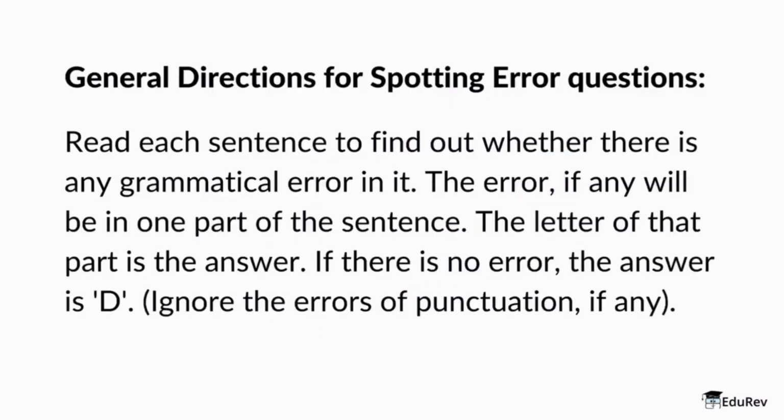Now first, let's look at the general directions for spotting error questions. Read each sentence to find out whether there is any grammatical error in it. So as we can see, we have to look for any grammatical error in the sentence. The error, if any, will be one part of the sentence, and the letter of that part is the answer. If there is no error, the answer is D. Ignore the errors of punctuations, if any. So we have to ignore the errors of punctuation, and then we have to look for any grammatical error in that particular sentence. Now let's start solving the questions.